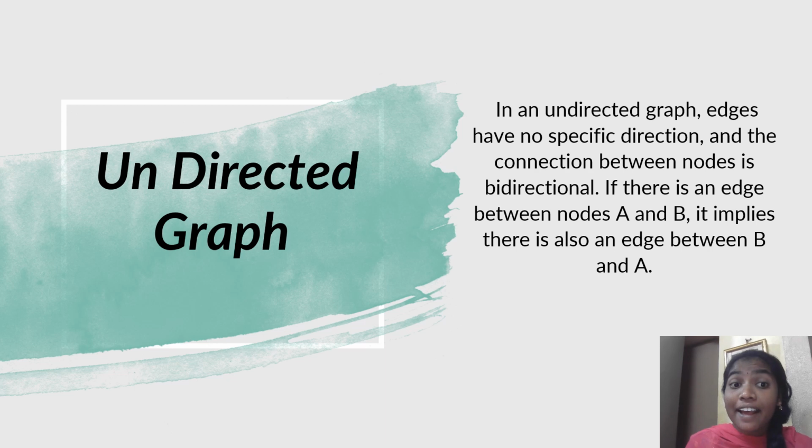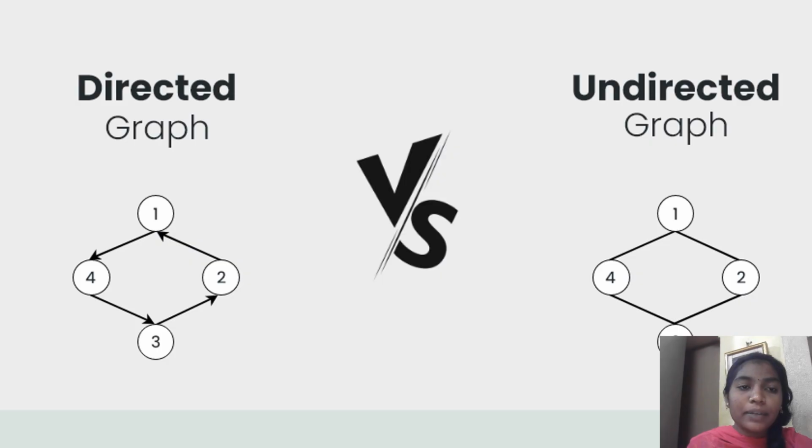Undirected graph. A graph is said to be an undirected graph if no edges have direction. Clearly, we can see the example and you will understand better. First, see the definition. A graph is said to be an undirected graph if no edges have directions. That means edges have no specific direction and the connection between nodes is bidirectional. If there is an edge between nodes A and B, it implies there is also an edge between B and A. Let us move to the example to understand better.